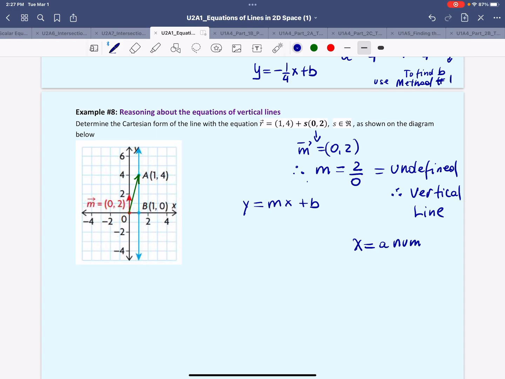And in our case, the x value that we can derive from this particular equation is 1, and we're given a specific point, 1 and 4, but we know that this is the only x value that the function would have, so we'll say that the equation of this function is x equals 1. So this will be the scalar equation.